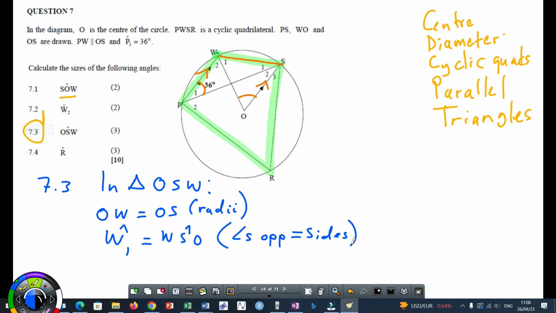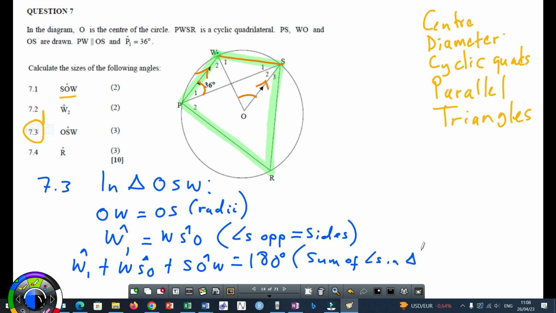Are you following that? Okay, then from there now I'll say, if I add W1 plus WSO plus angle SOW, I'll get 180 degrees. And my reason here: sum of angles in a triangle.